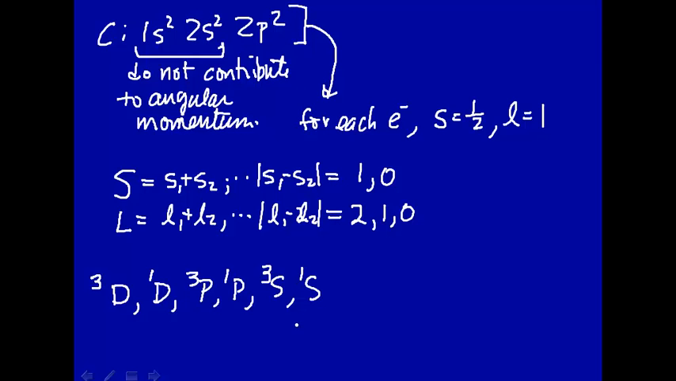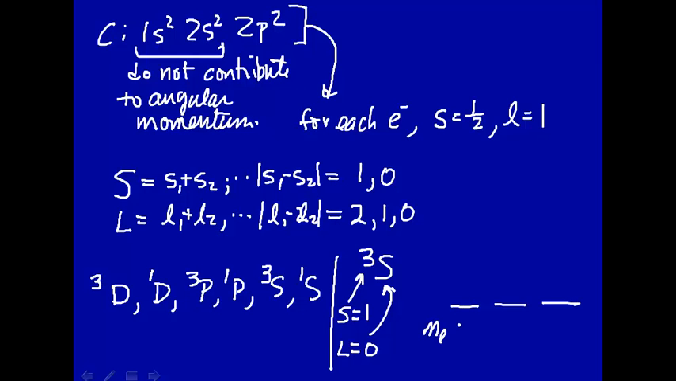However, let's look more carefully at some of these. Let's look, for instance, at 3S. What does that mean? Well, the 3 means S is equal to 1, and the S means, not to be confused with that S, that's a different S here, that S means that L, big L, is equal to 0. Now, how are you going to arrange 2 electrons in a 2p orbital to get a 3S, S equal 1, L equals 0? Well, let's see if we can do that.